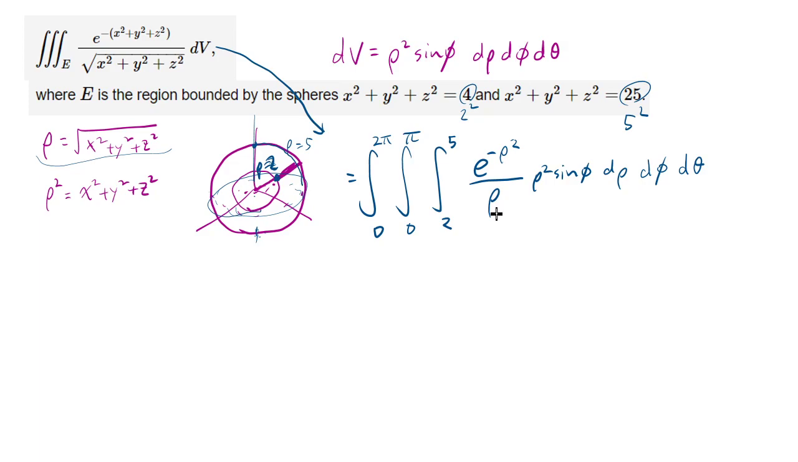Alright, so let's simplify this. One of the rho will cancel with one of the rho here, so rho and rho. And then I see that you can do u equals negative rho squared to do u substitution, and therefore du would be negative 2 rho d rho, and that means d rho is equal to negative 1 over 2 rho du.